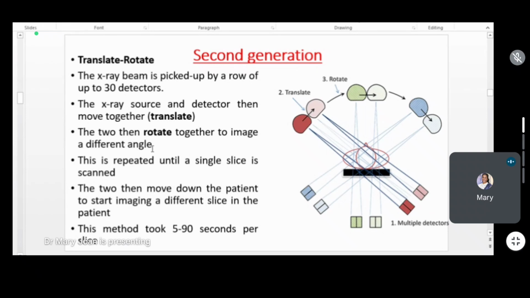So here you can see that the time of acquisition has been brought down significantly by incorporating a fan beam as well as multiple detectors in the second generation. But the process of acquiring the images remains the same as the first generation CT scanners.